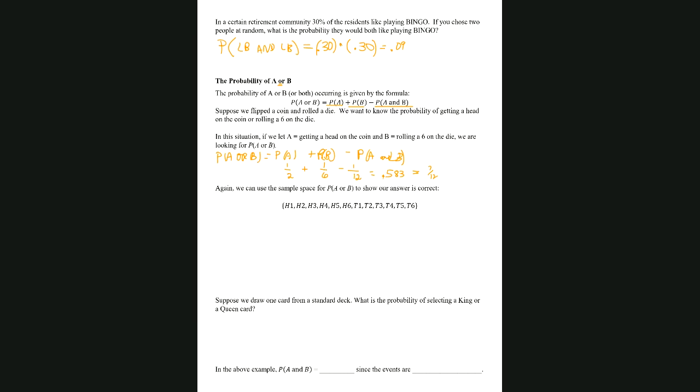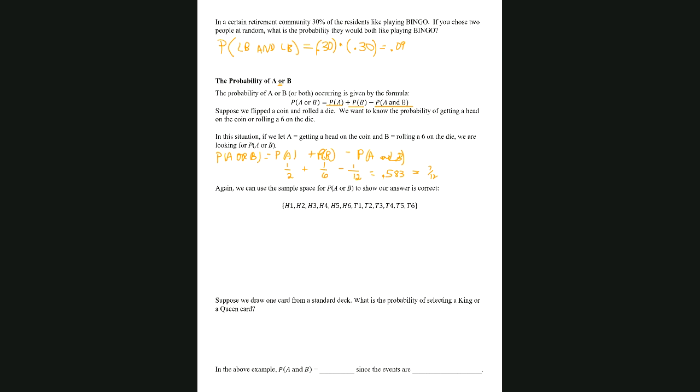I'm sorry, I don't get 24/12. If I change all these to twelfths, I get 6/12 plus 2/12 minus 1/12. So 6, 7, 8. That's 8/12 minus 1/12, so that'll give me 7/12. All right.